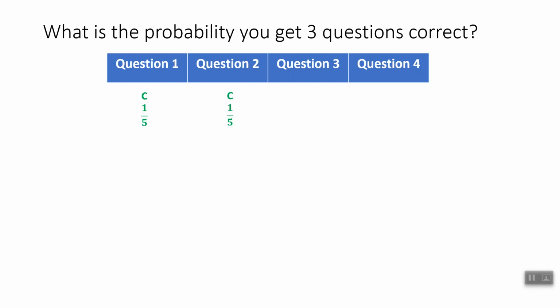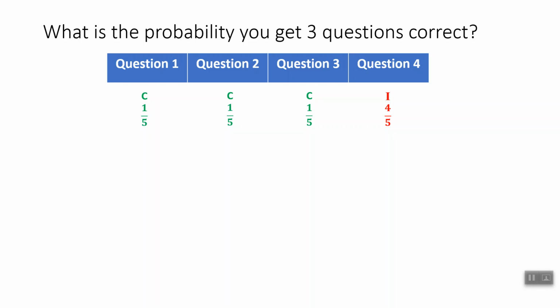Question 2 rolls around. Guessing, you get the second one correct. Third question, you get correct. And then, of course, we only want 3 questions correct, so the 4th question is incorrect. So we want to figure out the probability. We've talked about them as individual questions, but collectively, what's the probability of this particular thing occurring?